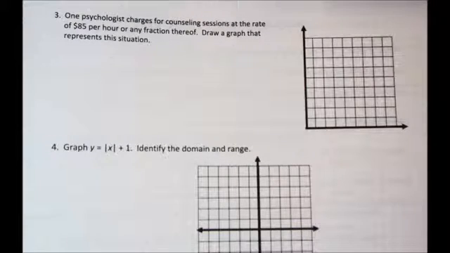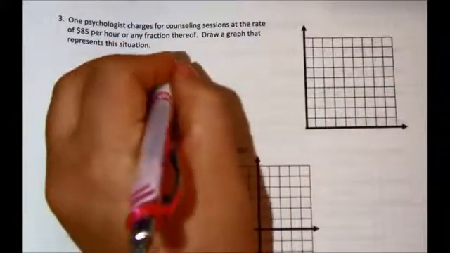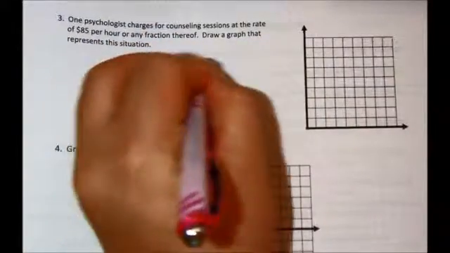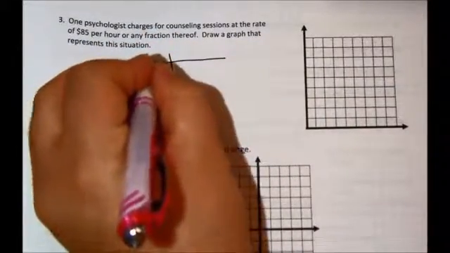Number 3 is an example of a step function. One psychologist charges for counseling sessions at the rate of $85 per hour or any fraction thereof. Draw a graph that represents this situation. It might be best to start off with a table to represent this graph.